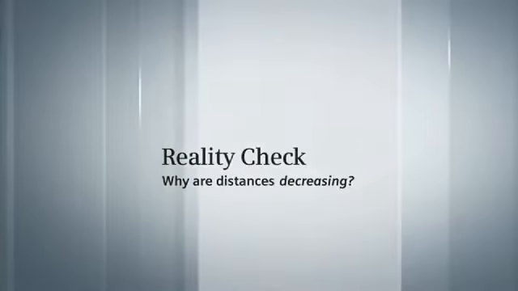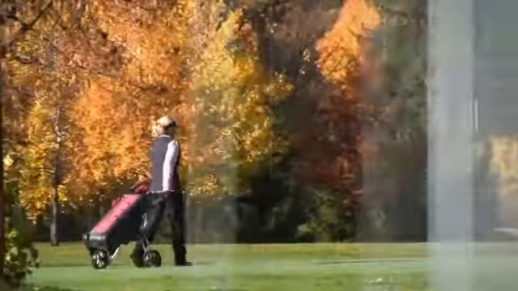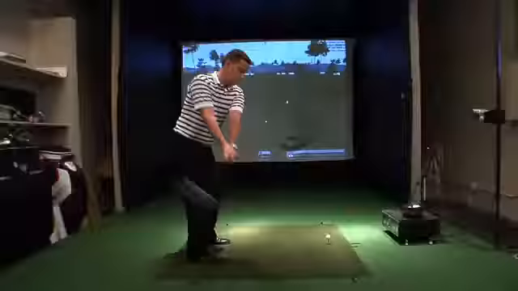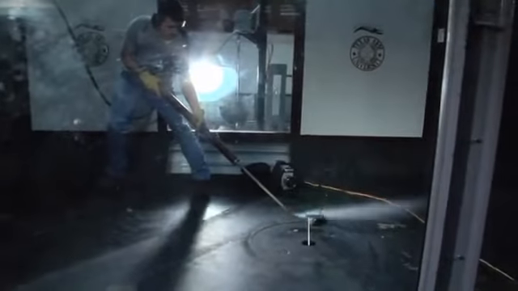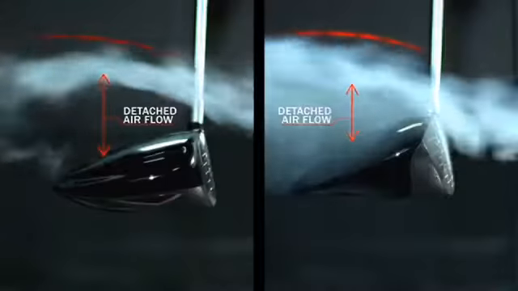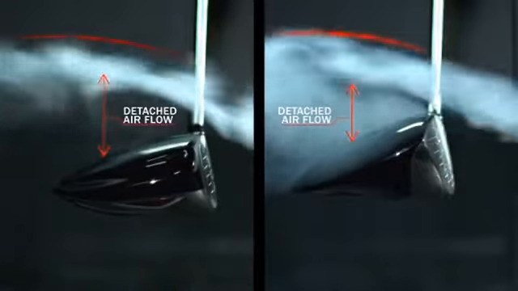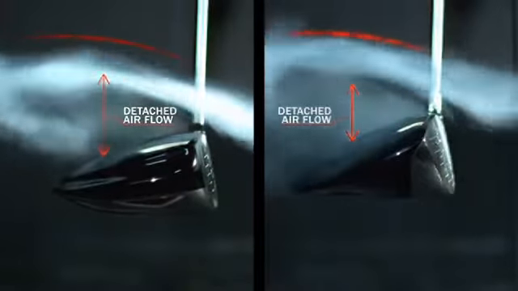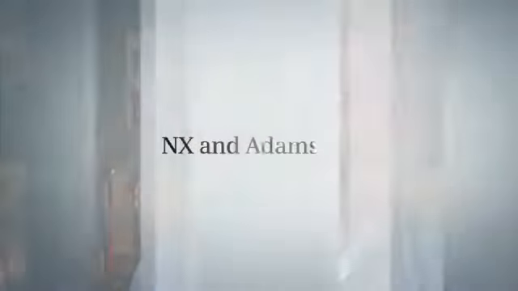We decided to test, why is this happening? Why are these distances decreasing? We did player tests, got real-time wind tunnel results. We discovered the whole aerodynamic theory. And so that led us down the path of trying to design large heads that were low aerodynamic drag. We wanted to offer a driver that was going to hit the ball the farthest of any other driver in the store.